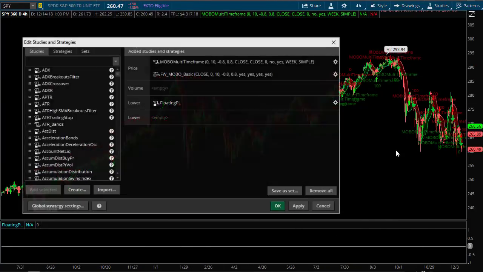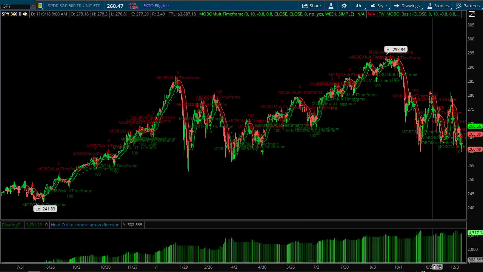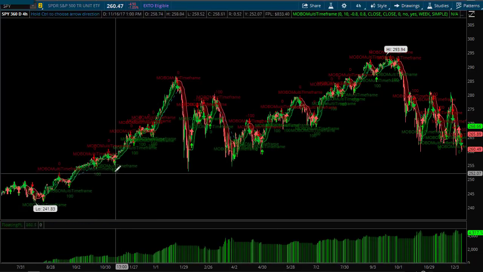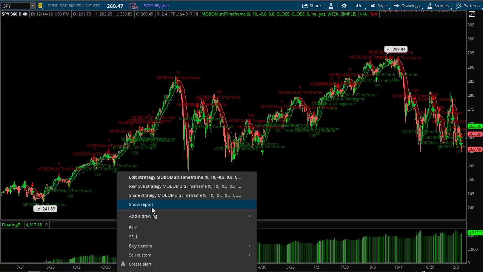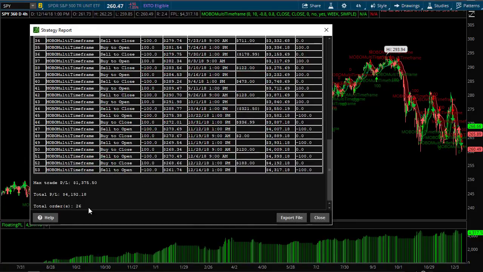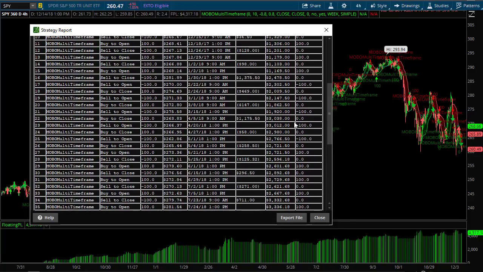But I always have to do this part. Okay, so again, this strategy took 26 trades, made about $4,000. The max trade here was $1,300, which was, where was that?